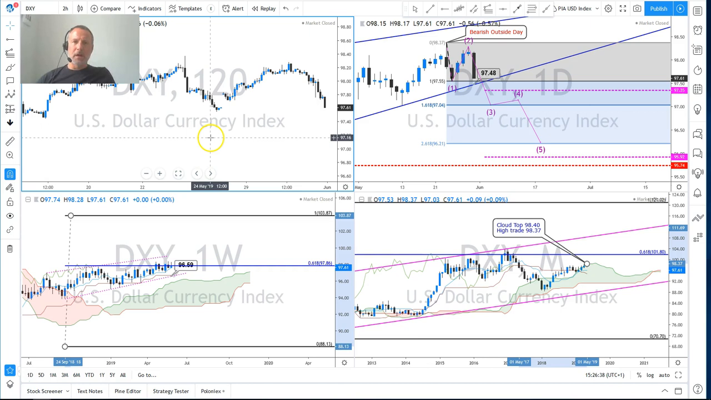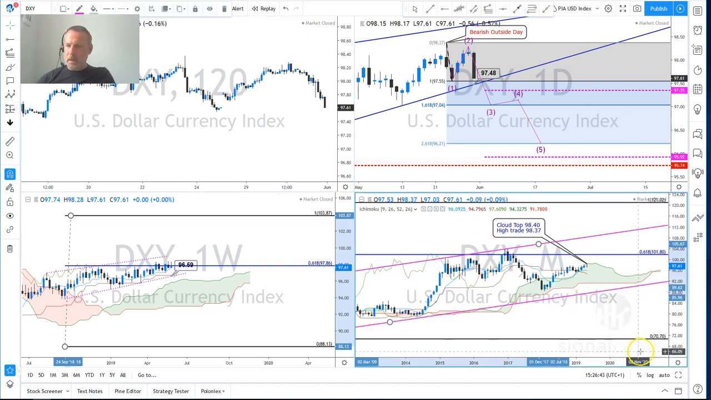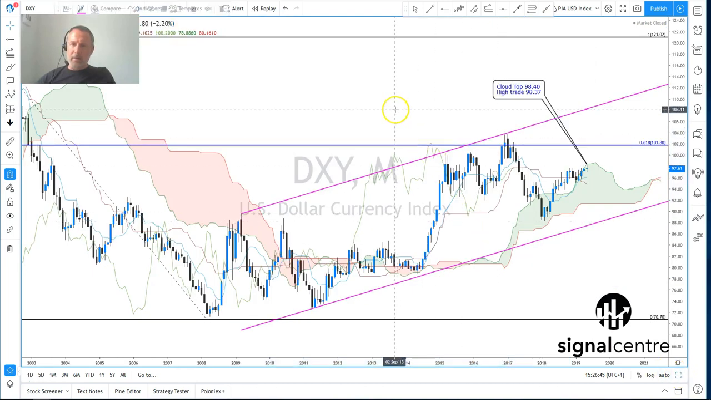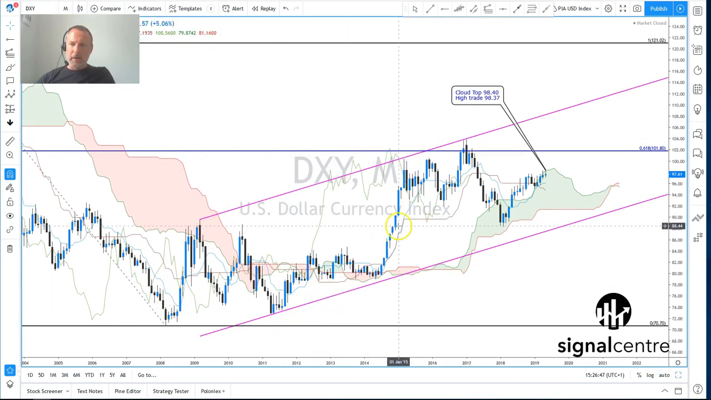The first chart that we're going to look at is the dollar index. Here I'm just going to highlight the monthly chart. We're in a very large bullish channel formation. We have seen some capping in price action last week. We've actually got a cloud top at 98.40 and we made a high trade of 98.37 this month.